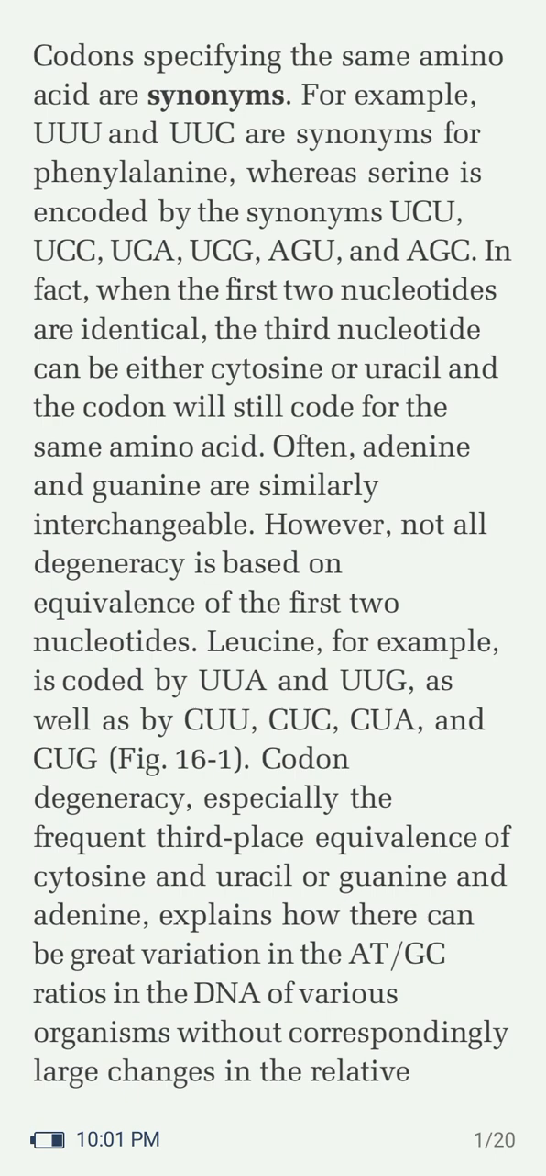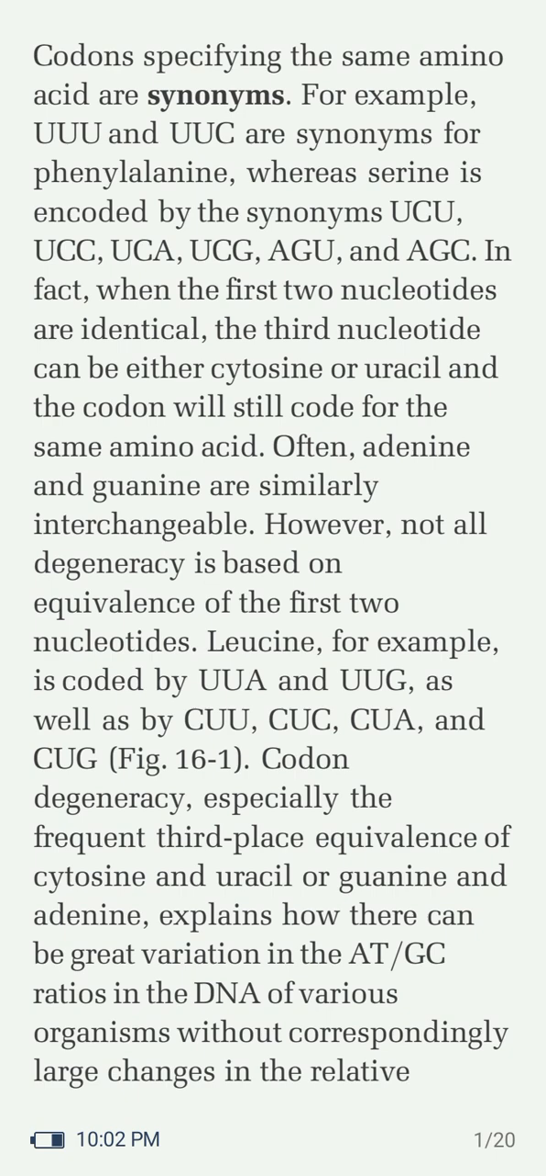For example, UUU and UUC are synonyms for phenylalanine, whereas serine is encoded by the synonyms UCU, UCC, UCA, UCG, AGU, and AGC. In fact, when the first two nucleotides are identical, the third nucleotide can be either cytosine or uracil, and the codon will still code for the same amino acid. Often, adenine and guanine are similarly interchangeable. However, not all degeneracy is based on equivalence of the first two nucleotides. Leucine, for example, is coded by UUA and UUG, as well as by CUU, CUC, CUA, and CUG.